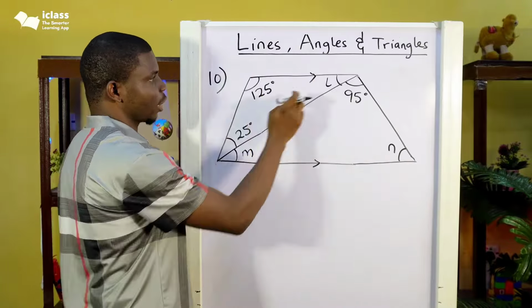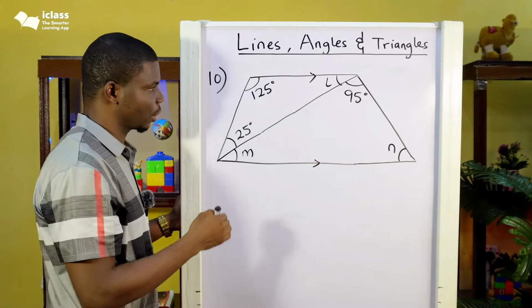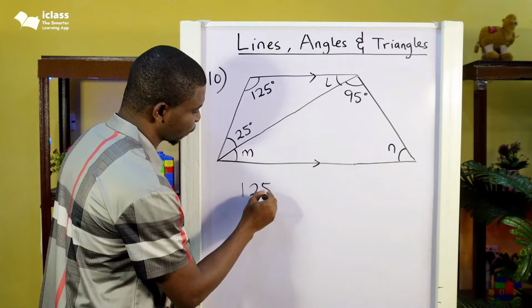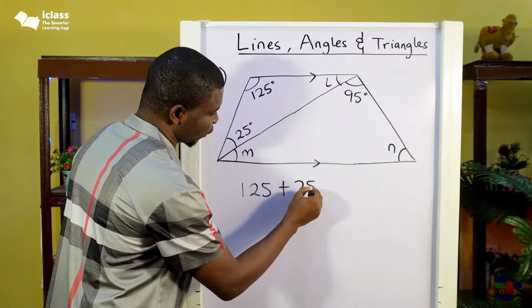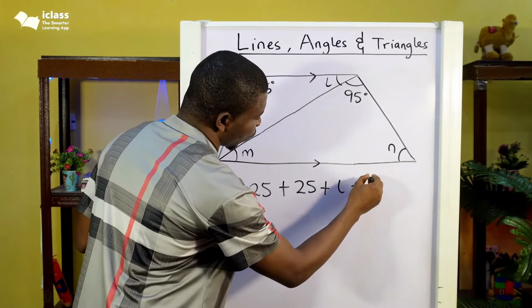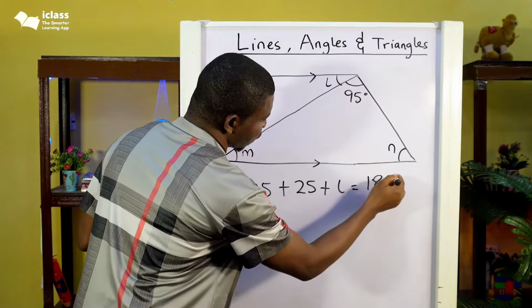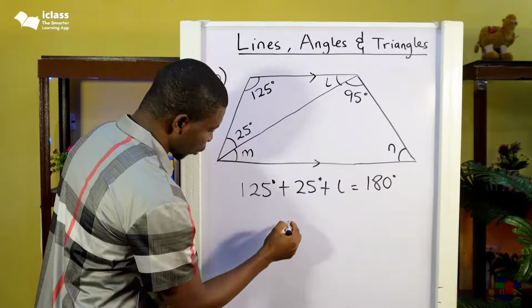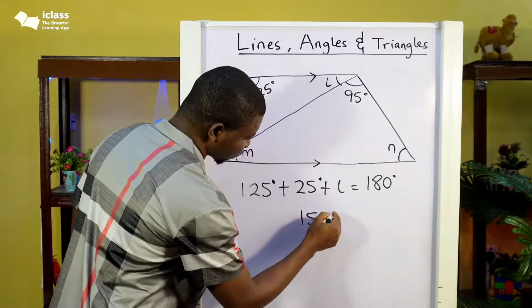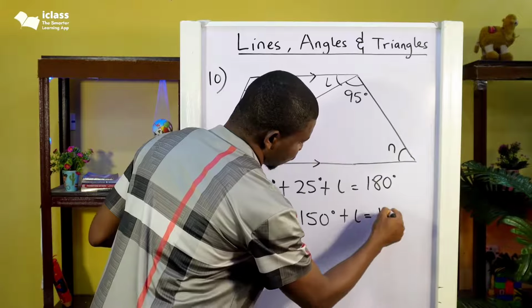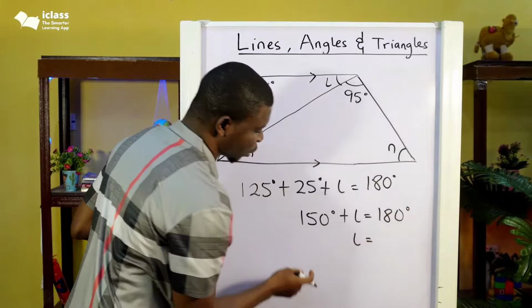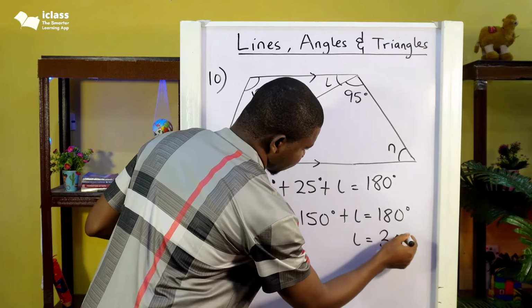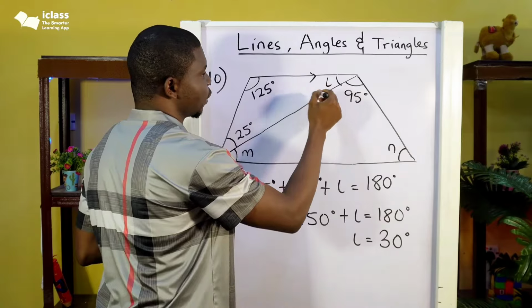This angle plus L should give us 180 because the sum of angles in a triangle is 180. So we can say 125 plus 25 plus L equals 180 degrees. The reason is the sum of angles in a triangle is 180 degrees. 125 plus 25 is 150 plus L equals 180 degrees. So our L will be equal to what? 180 minus 150, that will be 30 degrees. So our L is 30 degrees.